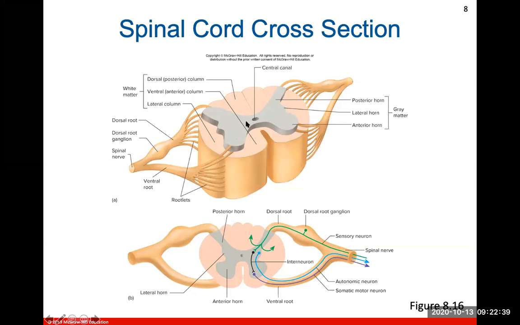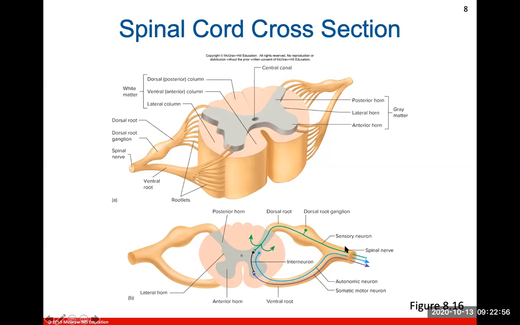So here's a look at the cross-section of the spinal cord. Here's the gray matter in that butterfly-like shape structure. In this picture down below, you can see the posterior horn will be located on the posterior or dorsal side. The anterior horn is here. And then the lateral horn is off to the sides.